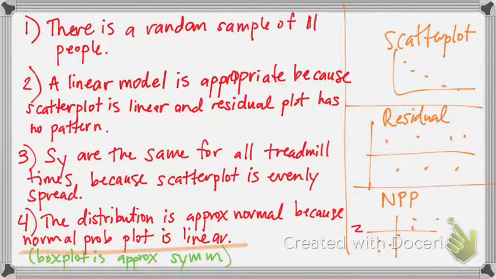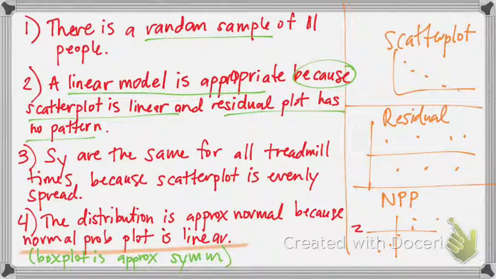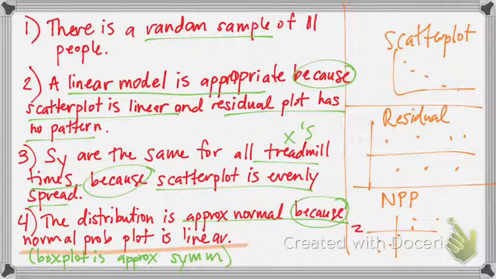Okay, so let's kind of go back. We've got a random sample. Linear model is appropriate because the scatter plot is linear. The residual plot has no pattern. The standard deviation of the y's are the same for all x's, and then you put that in context, because the scatter plot is evenly spread. Then we have normal distribution because the normal probability plot is linear. So that's why you have to draw all 3 of the graphs.